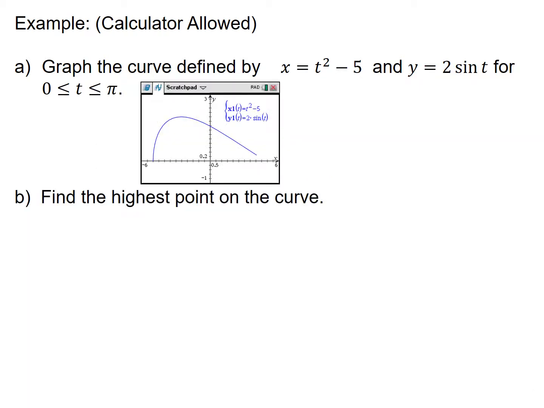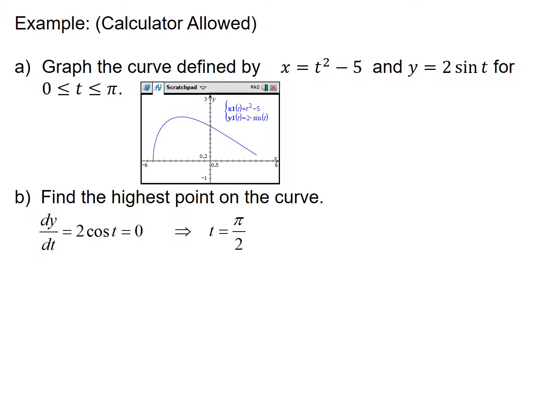Okay, we want to find the highest point on the curve. So the highest point, that's when we change direction going up and down, which would be when dy/dt equals 0. So let's find dy/dt, and let's set it equal to 0. So we get 2 cosine of t equals 0, and over our interval from 0 to pi, cosine of t equals 0 when t equals pi over 2. So we know that the highest point is going to occur when t equals pi over 2.